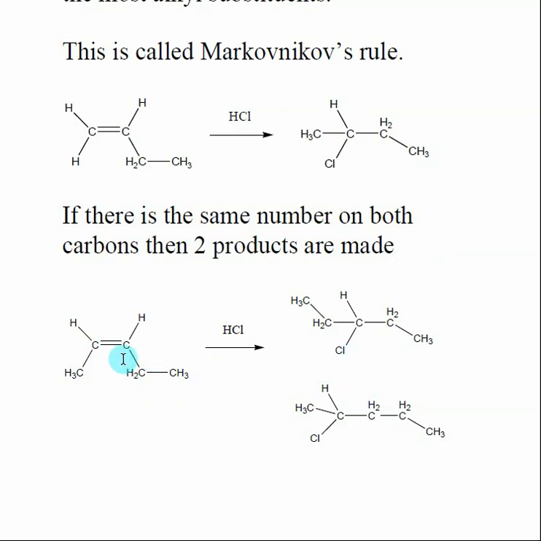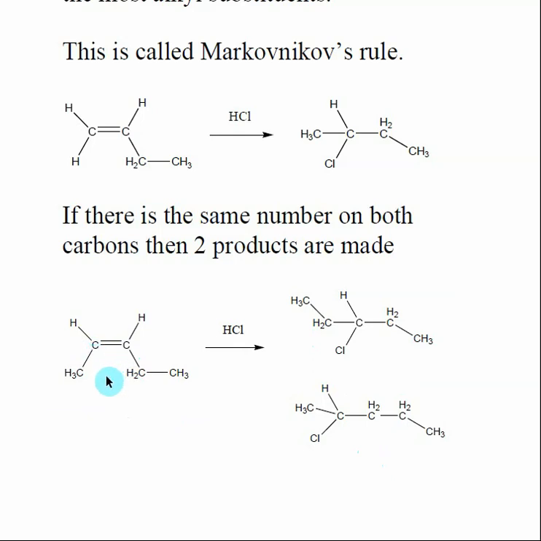One with the chlorine going on this carbon, one with the chlorine going on the other carbon. If I don't have a defined more or less substituted side, I end up making a mixture of products. So we try to avoid that in organic chemistry. But if you look at it, we end up making a mixture of the two molecules, one with the chlorine on one carbon, the other one with the chlorine going on the other carbon.